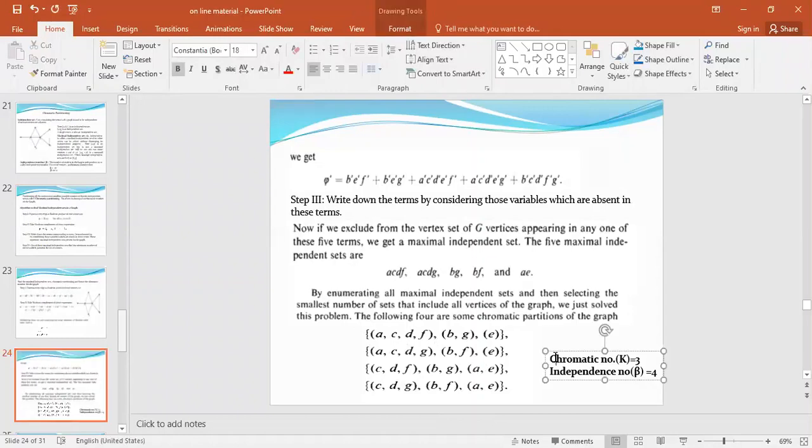So chromatic number means assignment of colors. If you check ACDF, it is the set of vertices which are not adjacent. That means these can be assigned the same color. Then is BG. These two vertices are not adjacent, so they can be assigned the second color. And this E is not assigned with these, so it can be given a third color. So in all, the chromatic number is 3 for this graph. The same is coming true from this side also.